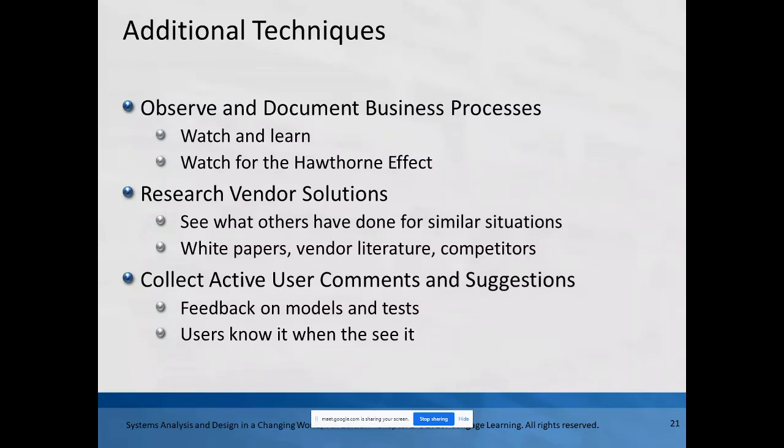Observing and documenting the business process. So this is where you're sitting and watching and just seeing if what they do matches what they've talked about in the interview, matches what you've seen in the questionnaires. Obviously, this is extremely time consuming, especially if you do it over a long term, because you're not having really any productivity. You're just sitting and watching. But it can be valuable.